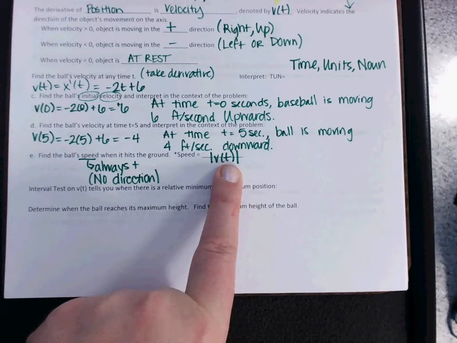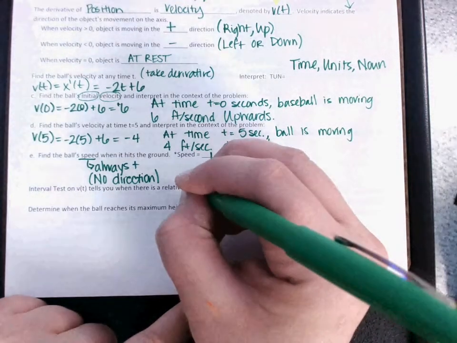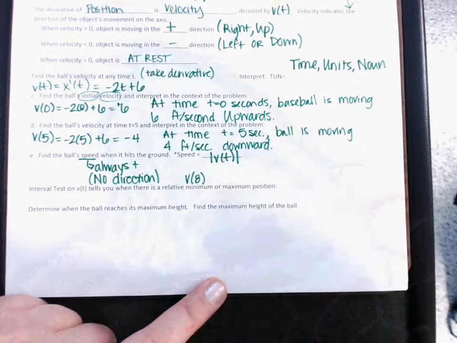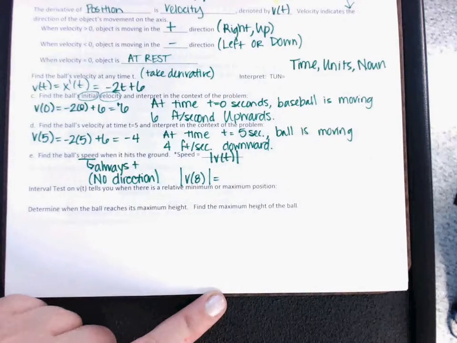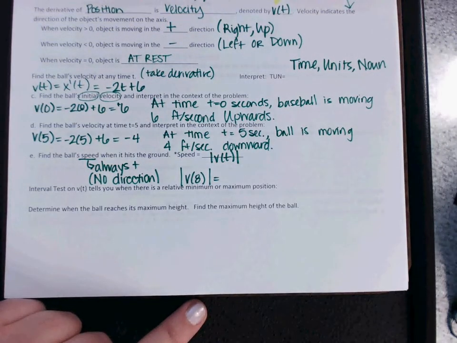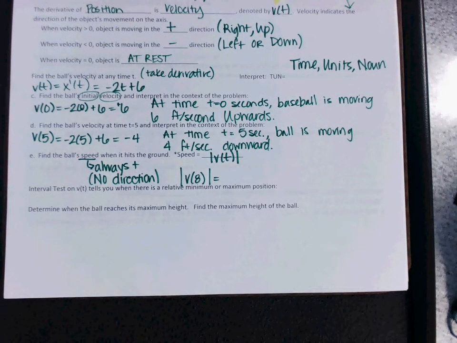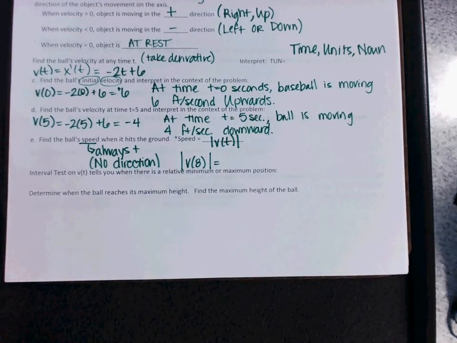Okay, so it says find the ball's speed when it hits the ground. Well, then this is what I'm going to do. When did it hit the ground? Do we remember? 8 seconds. I'm going to find the velocity at 8, and then I'm going to do what to it? Find the absolute value. We already found when it hits the ground earlier, and then I'm going to find the velocity at that time and then turn it positive.